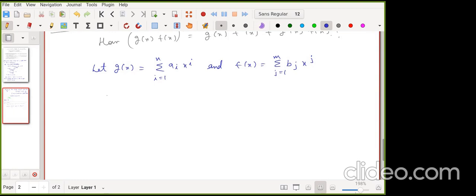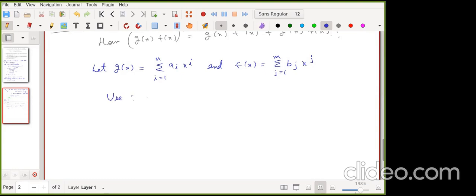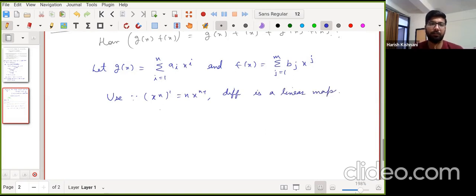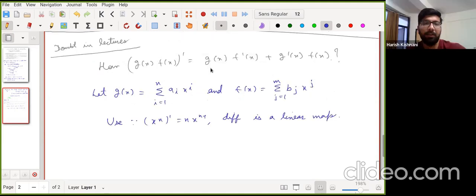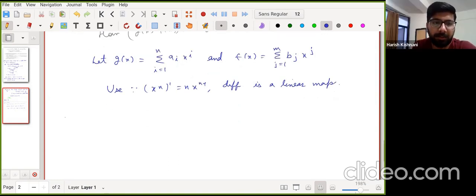I have another question. Differentiation satisfies this: x raised to n, when you differentiate it, you will get n x^(n minus 1), and differentiation is a linear map. So you just need to extend it linearly and then you will get it. Maybe we can just try one or two steps and then you will get more idea.